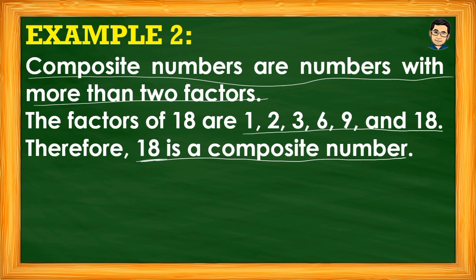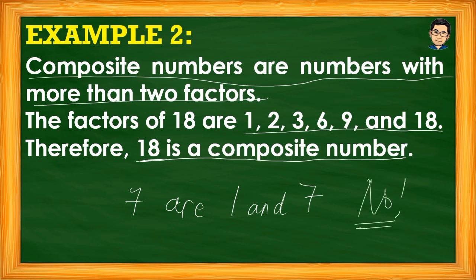Okay. For example, pinalitan natin yung second statement natin, yung the factors of 18. Gawin natin the factors of 7 are 1 and 7. Can we consider 7 as a composite number? The answer is no. It's because dalawa lang po yung factors ng 7, 1 and the number itself.